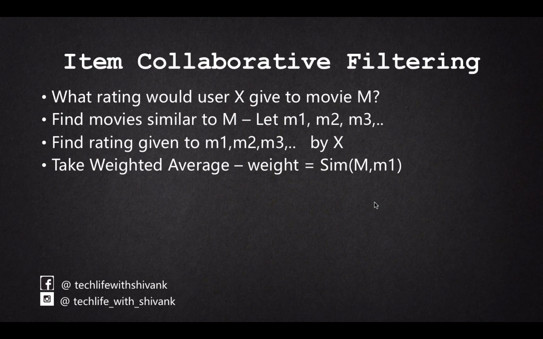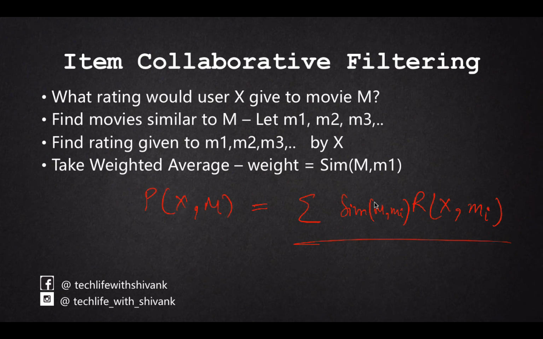So mathematically, the predicted rating for user X for the movie M would be the sum of the rating given by X to movie Mi times the similarity between M and Mi, divided by the sum of similarities between M and the movies Mi, where i can range from 1 to k, let's say.